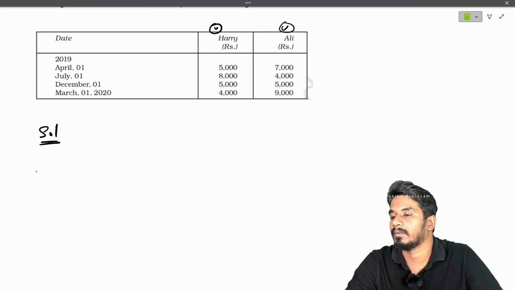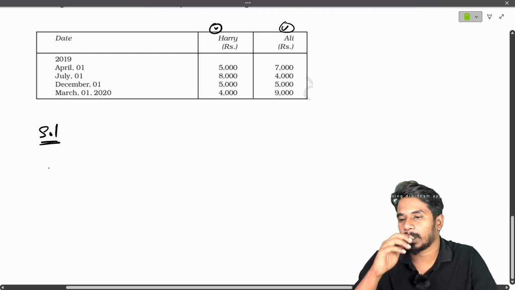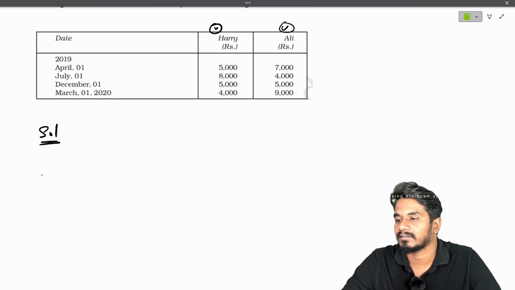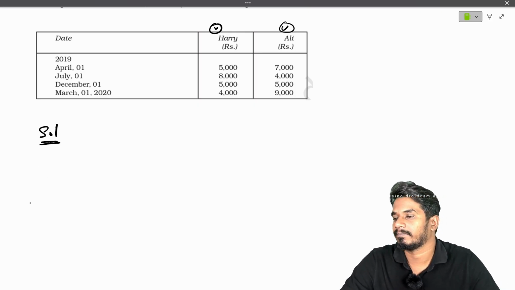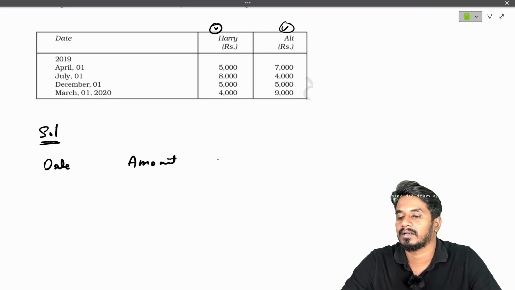So, let us solve. 1st April, Harry withdrew. Let me write the first date, these things. So, date is not required. Yeah, it is required. I thought I'll calculate like that only. So, date, amount, period, product.